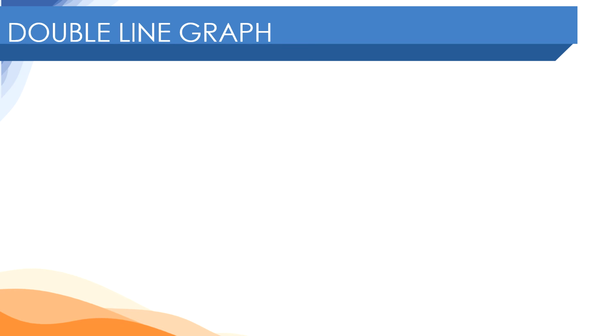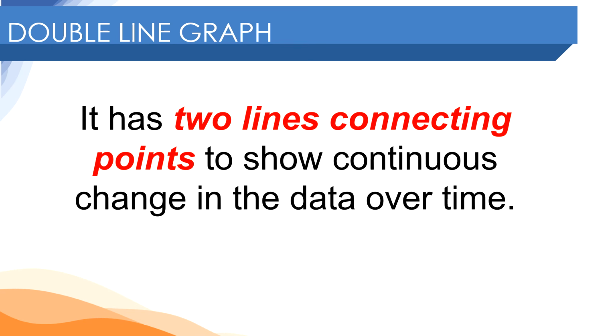A double line graph uses two lines connecting points to show continuous change in the data over time. The advantage of the double line graph, of course, is that it allows us to compare two sets of data across the same sequence or period. For example, we are comparing the performance of Group A and Group B across several assessments. We can use one line for Group A and another line for Group B. This allows us to observe not only the trend of each group, but also the differences between them.